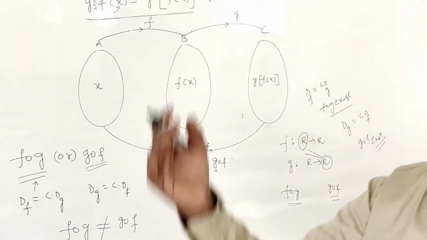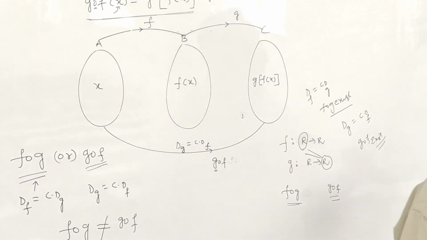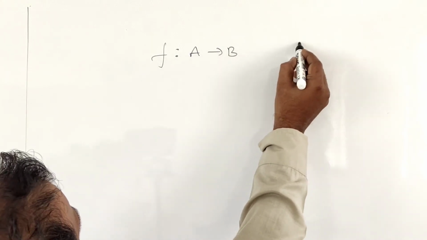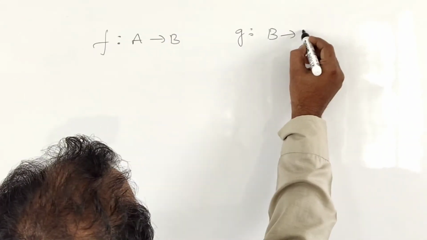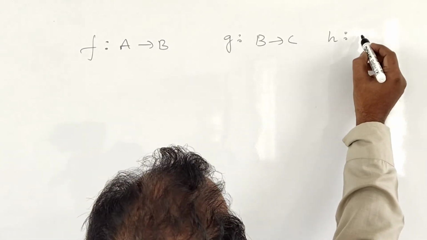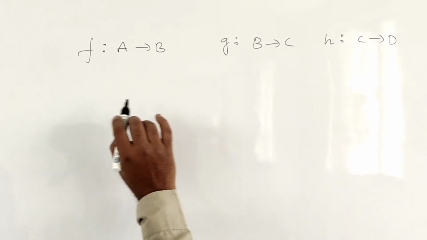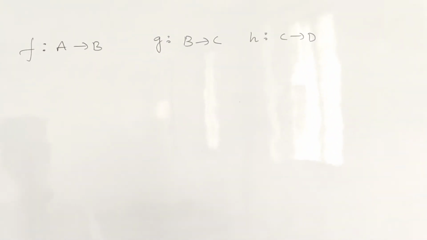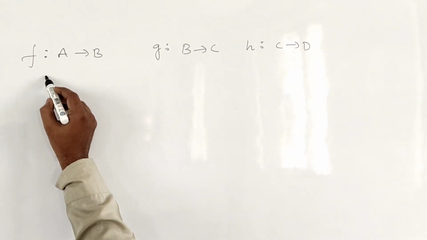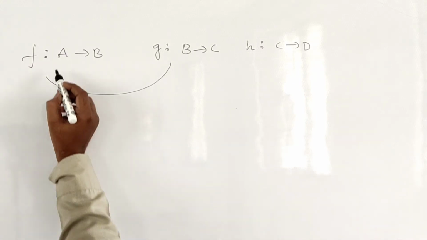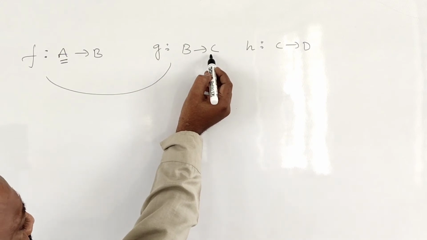Suppose we check three functions. How do we check the composite of three functions? See here, students: composition of three functions. F is mapping from A to B, G is mapping from B to C, and H is mapping from C to D. This is the given function. So for the composite of three functions, first you see whether F circle G is possible or G circle F is possible. F circle G possible means domain of F and codomain of G should be equal.